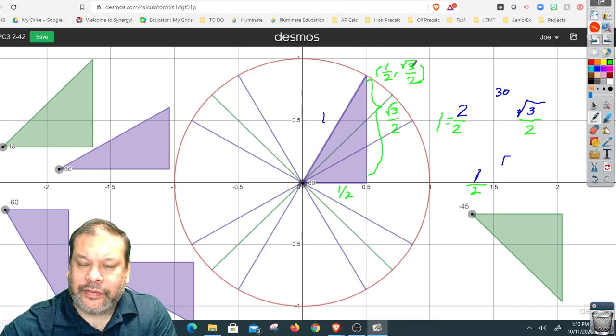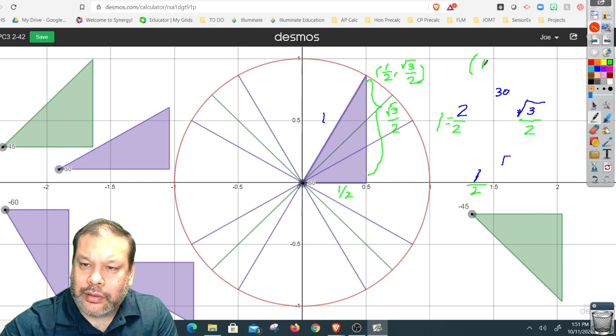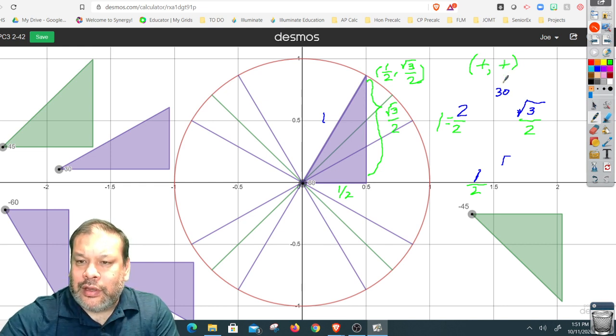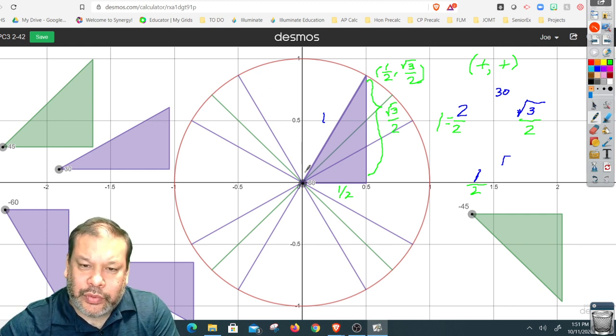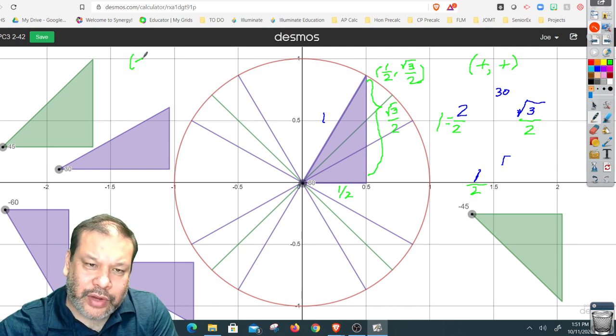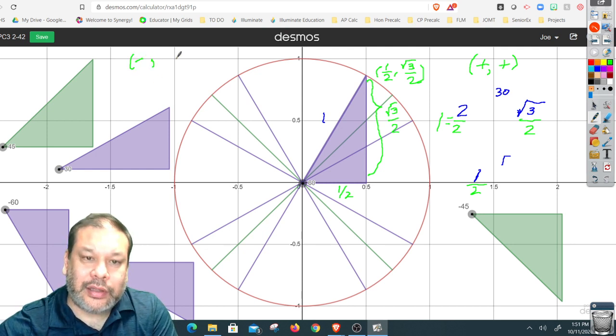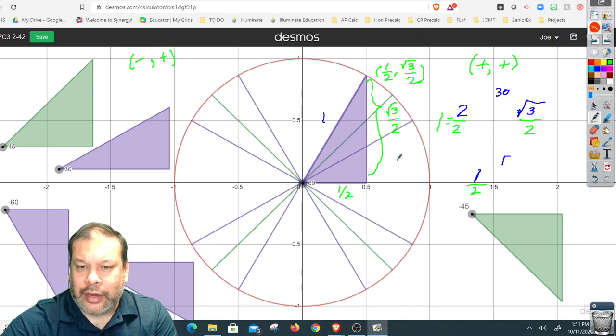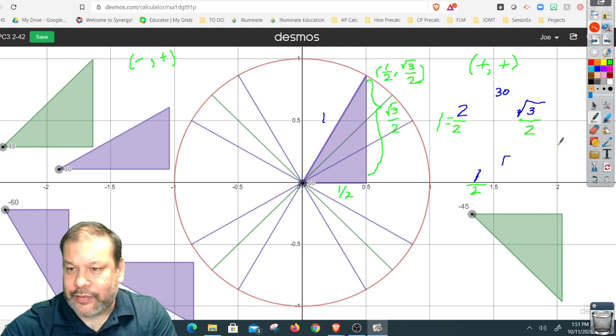And it's both positive, because we know in quadrant 1, the x coordinate is positive, just as the y coordinate is positive. When we go in the second quadrant, the x coordinate is negative. So when you travel in the second quadrant, the x coordinate is negative. Then this is still going to be positive in the y coordinate.